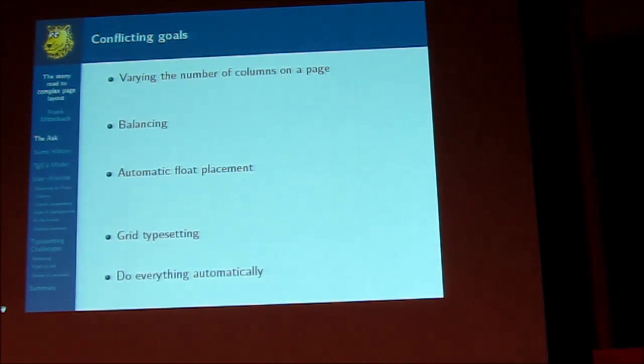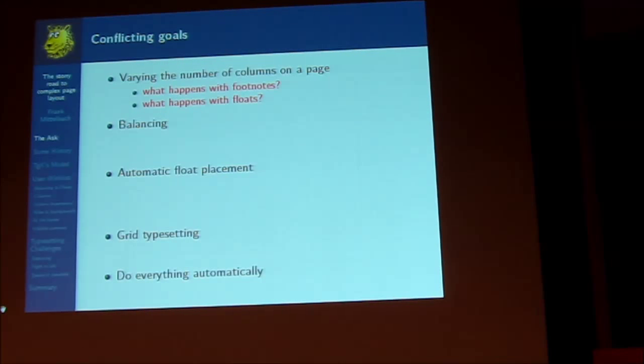And if we look at this, several of them are already conflicting goals. If you vary the number of columns on a page, then we have to ask ourselves, what do we do with footnotes? That's something I come to later. We have to ask ourselves what is going to happen to floats, because as we know, those are basically fixed images in terms of how TeX sees them. And if you want to have something in a column, and the column size changes, then you have a little bit of a problem there.